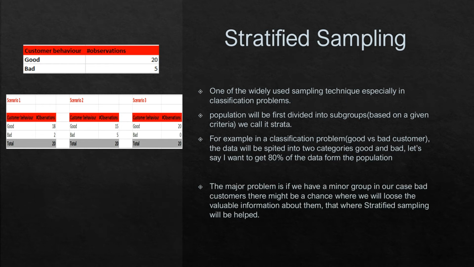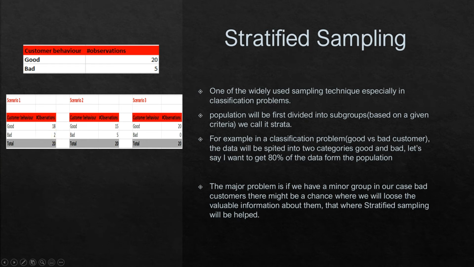So the major problem, if you see, is that the minor group, which is the bad customers in our case, might lose valuable information. Obviously, in scenario 3, I don't have any bad customer in my sampling. So there is no value in my sample data because it only talks about good customers. There's no bad customer information here. Even here, I got only 2 samples out of 5, which is definitely not 80%, maybe somewhere around 20 to 30%.